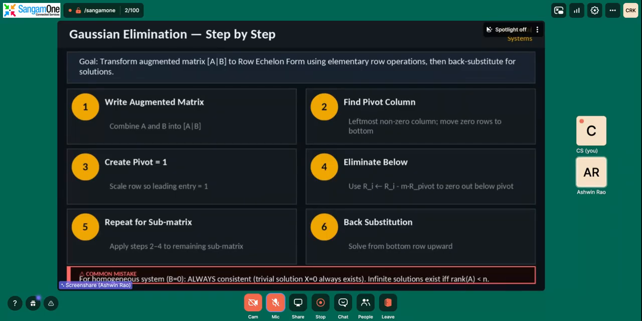The steps involve: write the augmented matrix and find the pivot column, create the pivot and eliminate below, repeat the same for the submatrix, and then back substitution. For a homogeneous system, it is always consistent; the trivial solution x equal to 0 always exists. An infinite solution exists if and only if rank A is less than n.